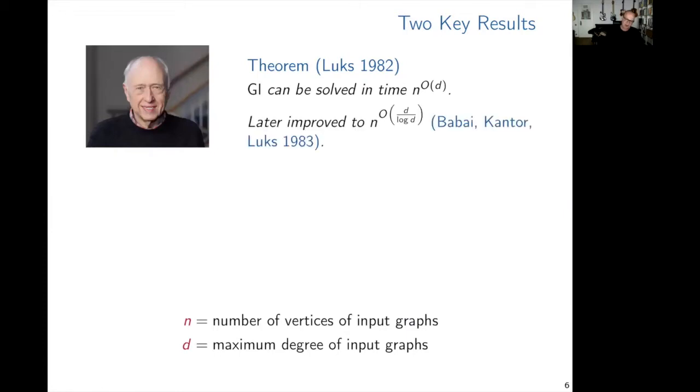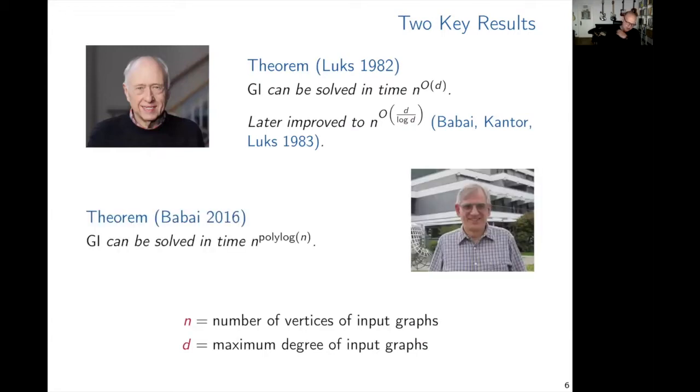Okay, let me also mention that a little later, this was improved to n to the big O of d over log d using some advanced group theory, but nothing happens that goes below this, at least nothing happens for a long time. And then of course there's Babai's result stating that GI can be solved in n to the polylog n. Okay, I'm sure you've all heard of this.